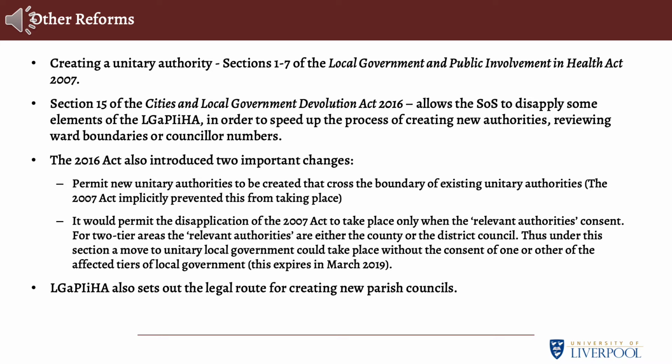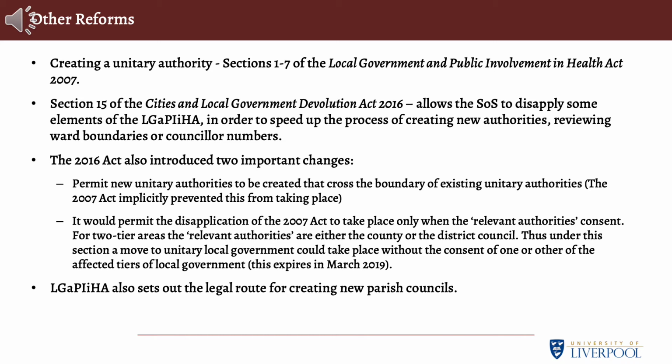Creating a unitary authority is covered by sections 1 to 7 of the Local Government and Public Involvement in Health Act 2007. Section 15 of the Cities and Local Government Devolution Act allows the Secretary of State to disapply some elements of the above act to speed up the process of creating new authorities. And again, we can see that there is a process which is looked upon favourably and which is assumed to be unidirectional, that local authorities will want to leave a county council and become unitary authorities. It is never assumed that unitary authorities might want to become part of a county council for whatever reason.